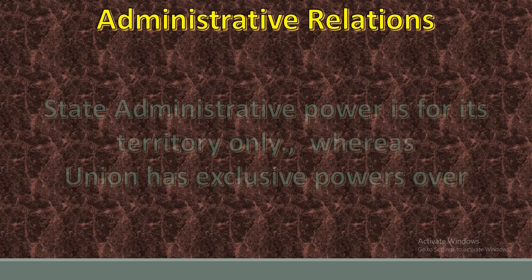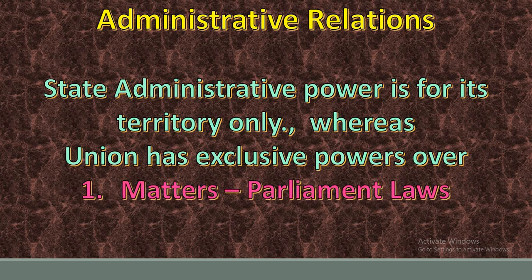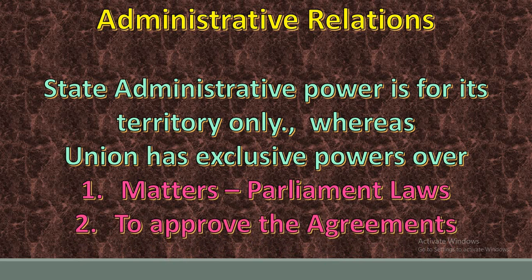Administrative relations. State administrative power is for its own territory. It doesn't move on or exceed its power to other states, whereas the union has exclusive powers over all these states. So when it matters with the Parliament law, the union relation comes into the entry and takes the first position rather than the state administrative power. Also, the union administrative relation takes its position to approve agreements.